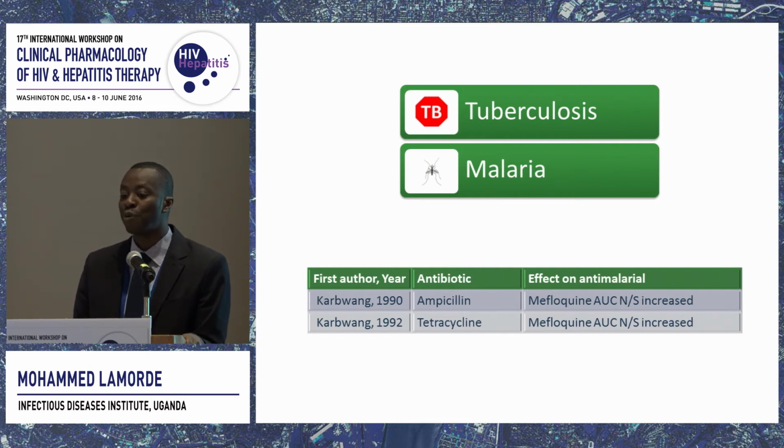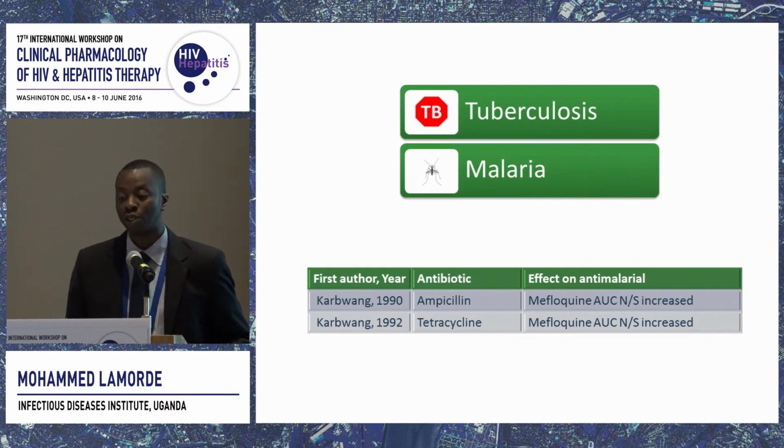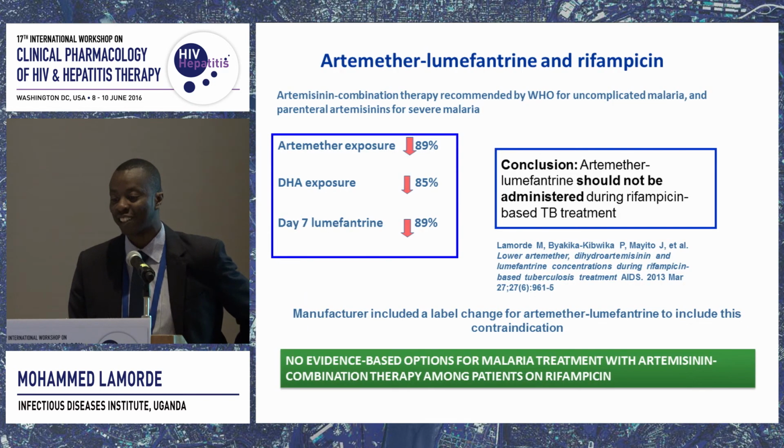Because I don't think many people are aware that David Back actually did some work on antimalarials. In 1990 and 1992, there were two papers released looking at the drug interaction between ampicillin and mefloquine and tetracycline and mefloquine. In both of the studies, the AUCs were not significantly increased. There was some talk about enterohepatic cycling there, but I don't think that really caught on.